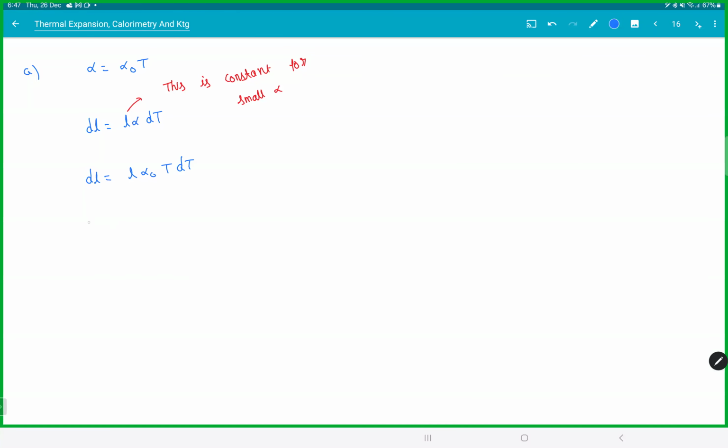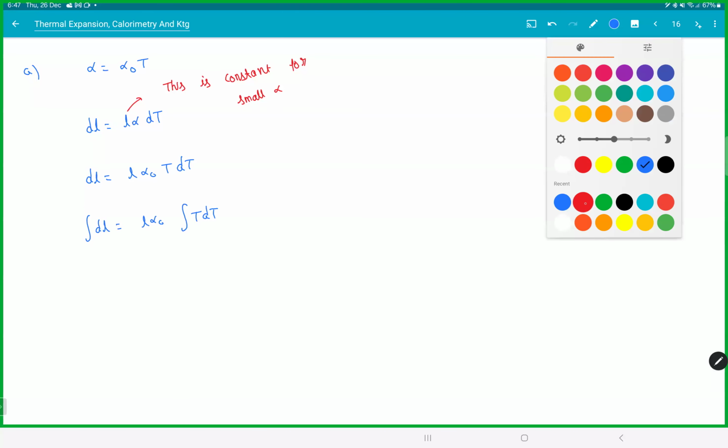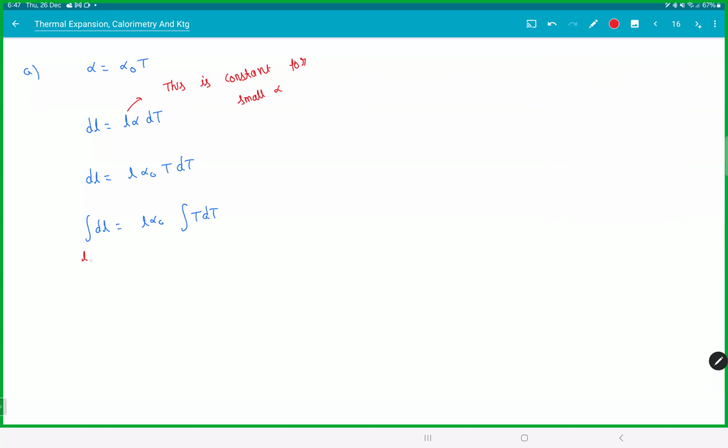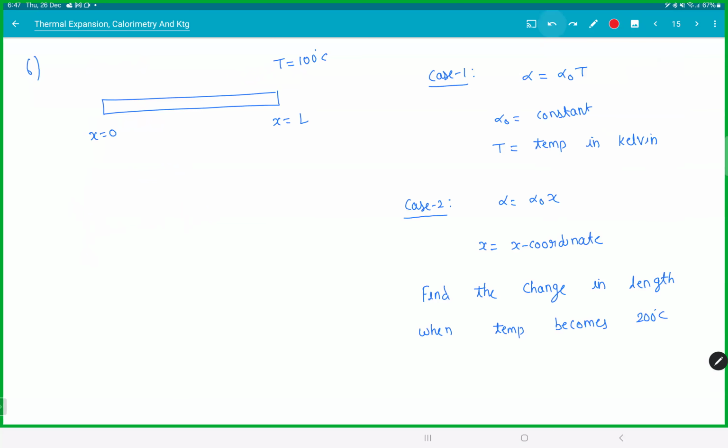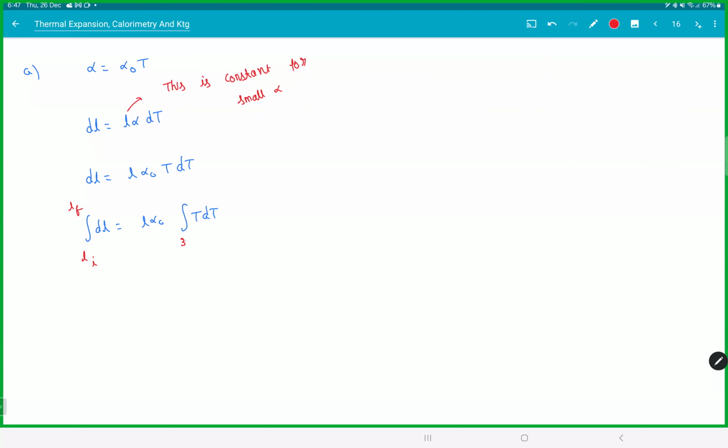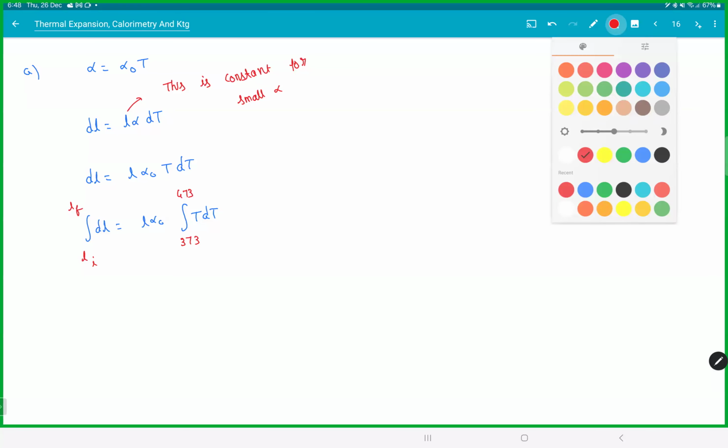Now when you integrate this, you will get integral dl is equal to L alpha naught t dt. Now this is where everyone goofs up. What are the limits? This will be L initial to L final. Temperature is in Kelvin. Means your limits will be 373 to 473. That's it. Just be careful with that. It is not 100 and 200. There are multiple times that even JEE people themselves have messed this up a few times, and they had to give bonus marks. So the limits for temperature should be in Kelvin.